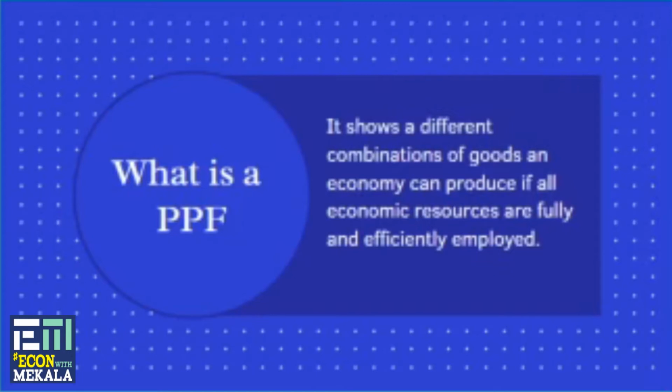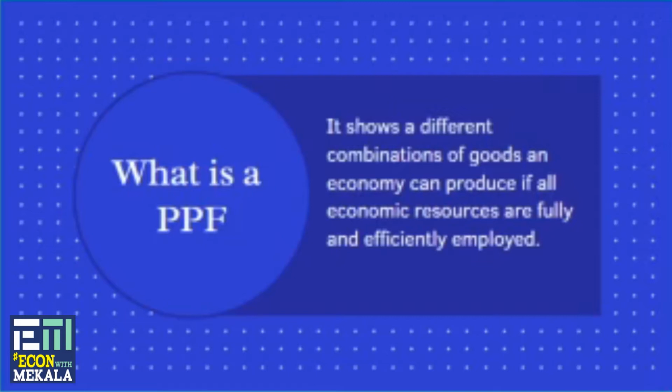Production possibility frontier, or else production possibility curve. It's a graph we use to demonstrate different combinations of goods an economy can produce if all economic resources are fully and efficiently employed. So if we construct a PPF for a country, that will help us to understand different combinations of goods this economy can produce when its resources are fully and efficiently employed.